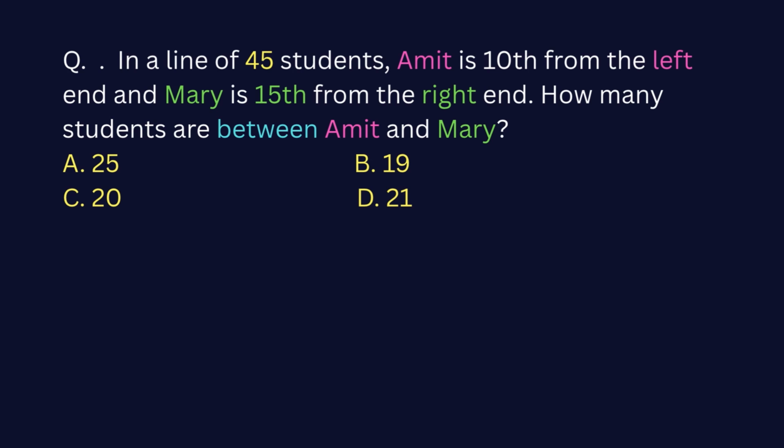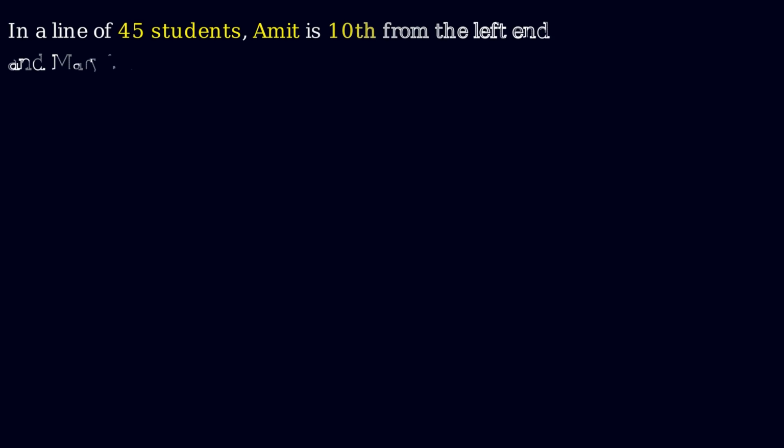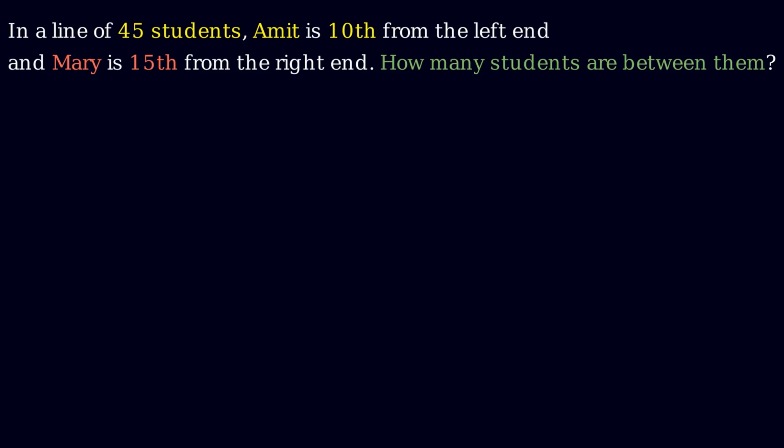In a line of 45 students, Amit is at a 10th position from the left end, and Mary is at a 15th position from the right end. So how many students are between Amit and Mary? From the question, we have the number of students, which is 45.